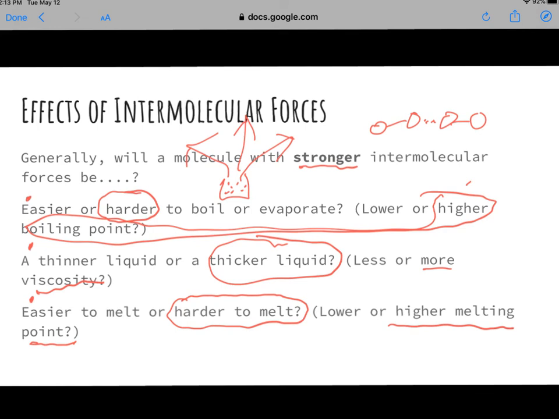All right, so that's going to be the end of intermolecular forces. You'll have a practice activity after that.